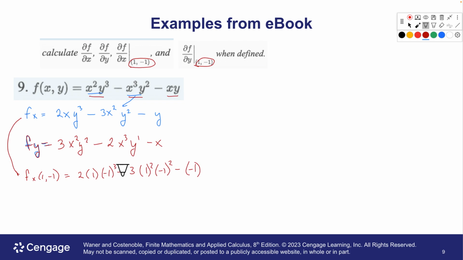When we do that, negative 1 cubed is still negative, so we're going to get a negative 2 here. Negative 1 squared is going to become positive times 1, so we get a negative 3. Negative, negative, make a positive. So negative 5 plus 1, we should end up with a negative 4. And I'll leave the other one here for you to do. Go ahead and work it.